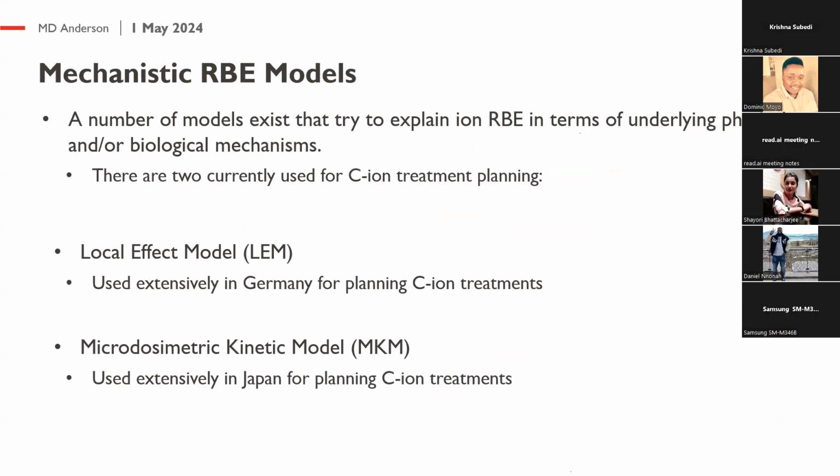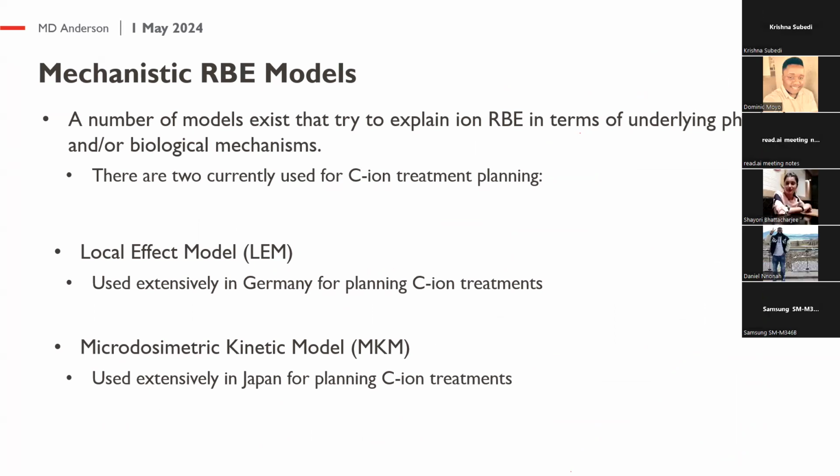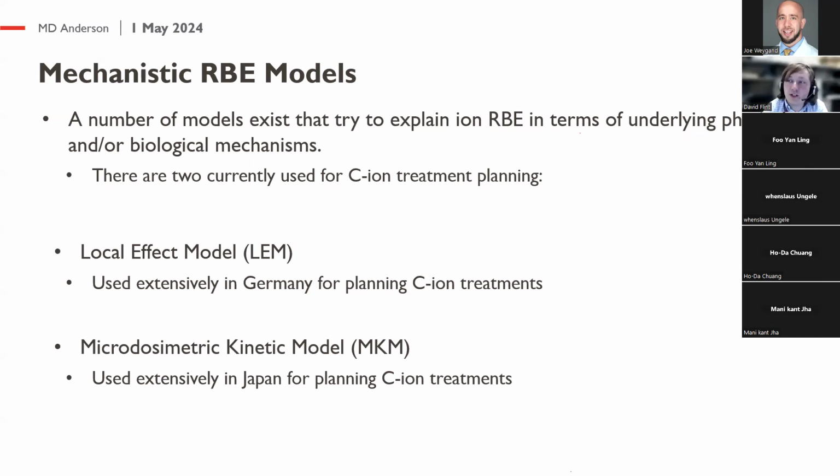Okay, so now to move on to these models. First I'm going to talk about mechanistic models that are currently used for treatment planning. Mechanistic models are models that are based on arguments that try to explain the underlying trends in literature data, but in terms of physical and biological mechanisms.